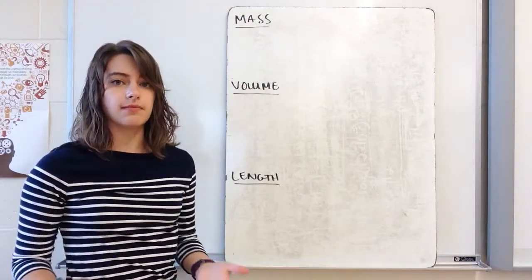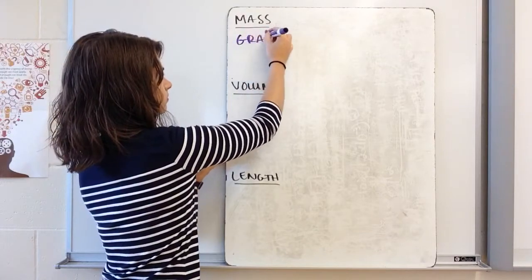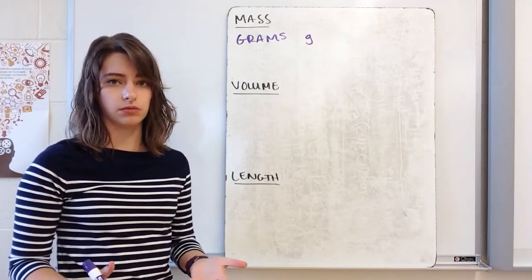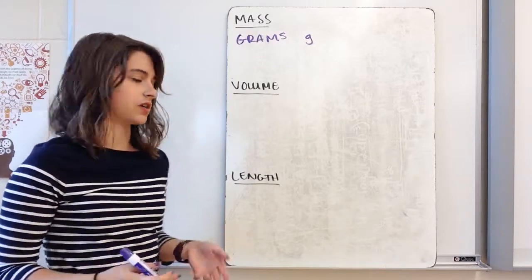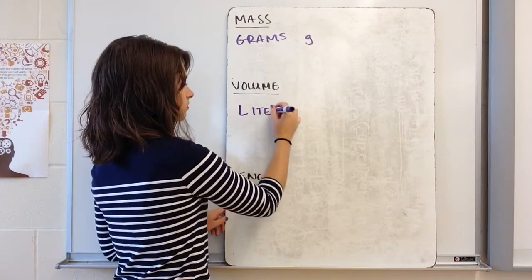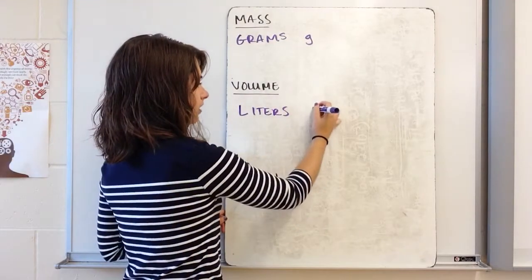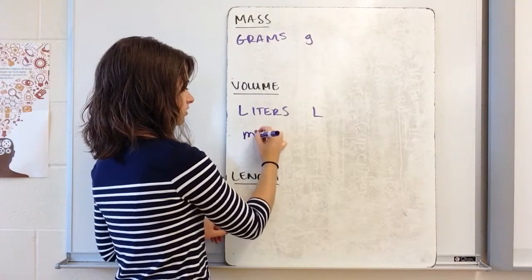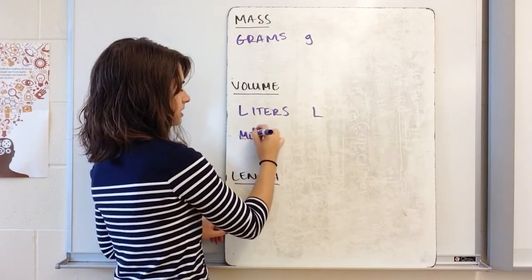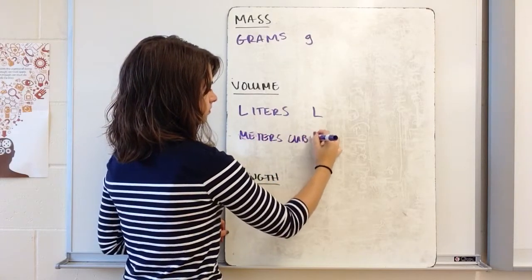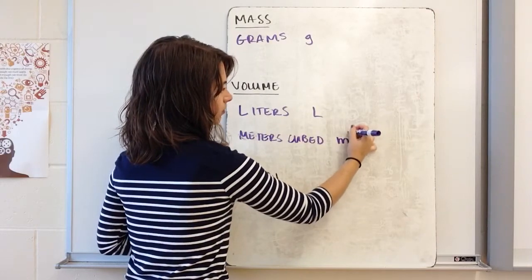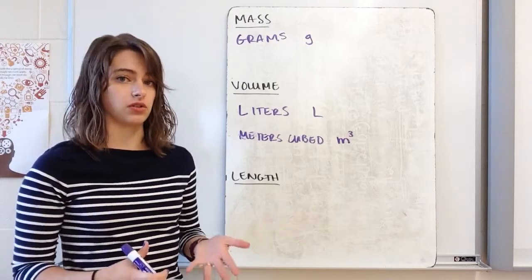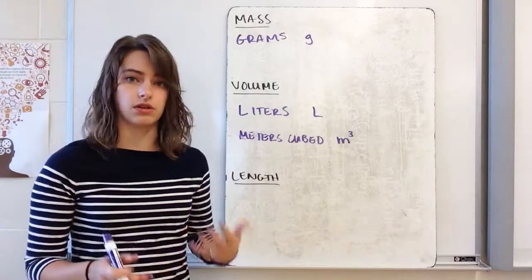When we measure mass, our primary unit is going to be grams. The symbol for grams is a lowercase g. When we measure volume, there are two primary ways that we can measure volume. We can measure volume in liters, and the symbol for liters is a capital L. Or we can measure in meters cubed. And so that would be a lowercase m with a cube. Later we're going to talk about why you'd use one over the other, but there are two ways that you can measure volume. You can measure volume in liters, you can also measure volume in meters cubed.